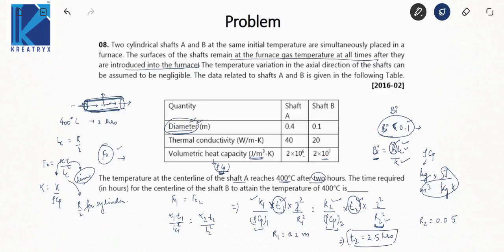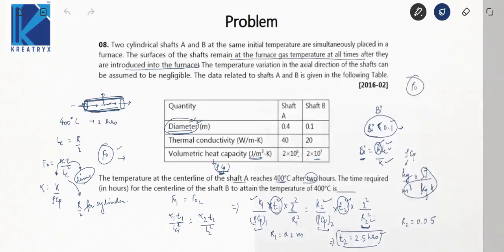Very amazing question, very good question. So whenever you cannot apply lumped analysis, and the conduction is obviously varying over time, always think about the Fourier number. Okay, let's move on to the next question.